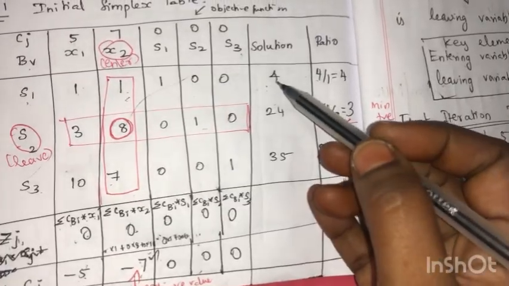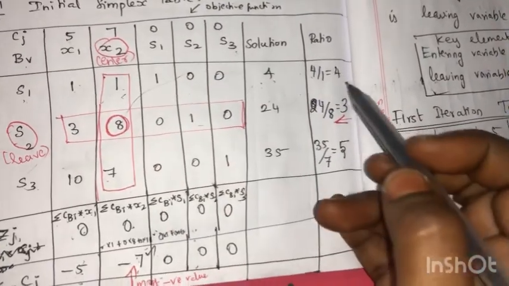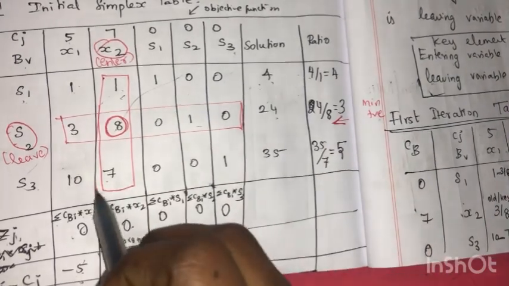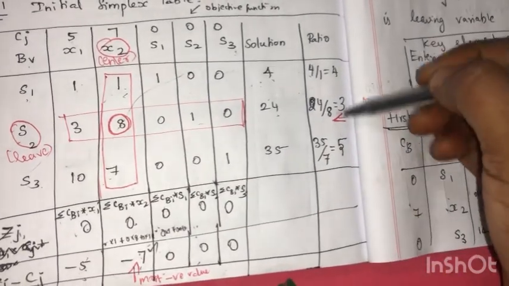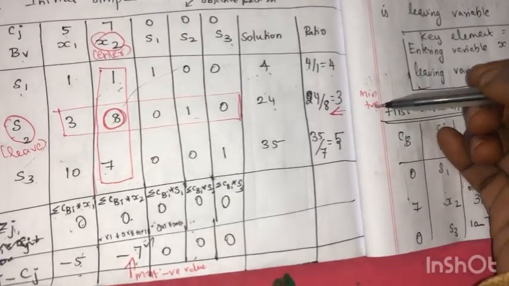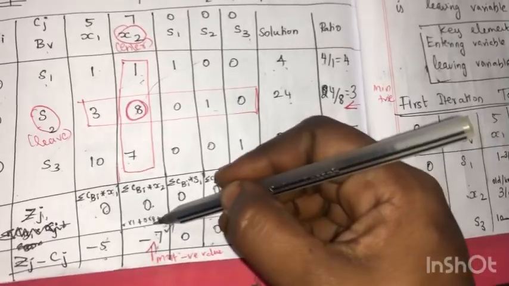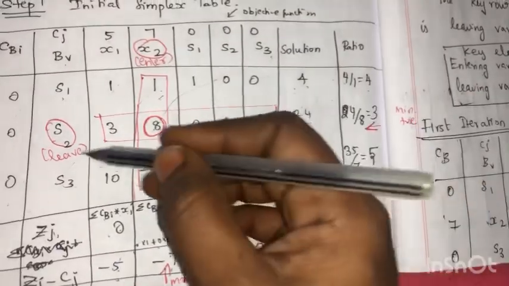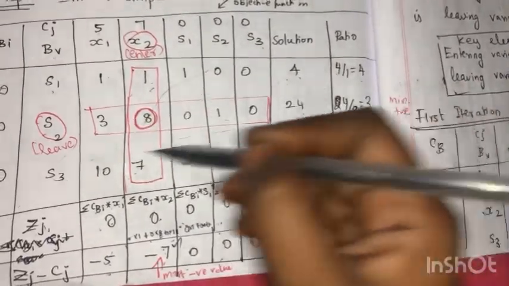So the solution divided by key column 4, solution divided by key column 8, solution divided by key column 5. So here we got the ratio. From that ratio, you have to take the minimum positive value. Here maximum negative value, here minimum positive value. So the minimum positive value will be considered as the key row. So this is the key column, this is the key row.